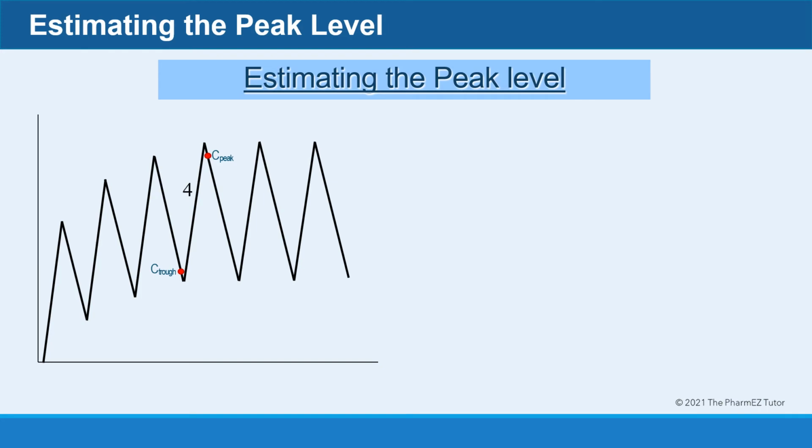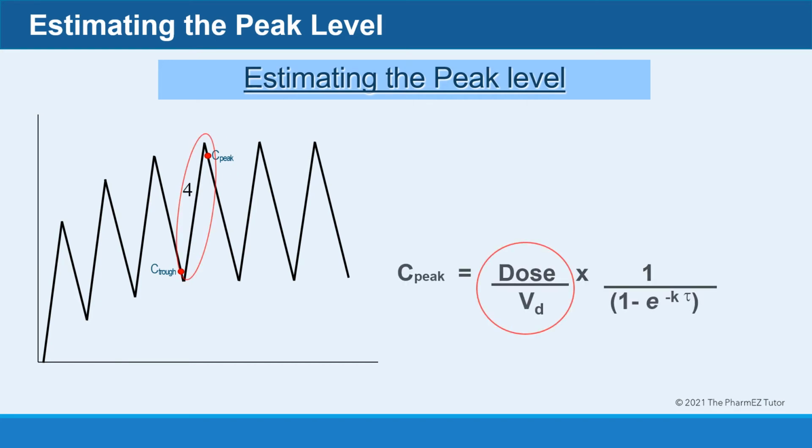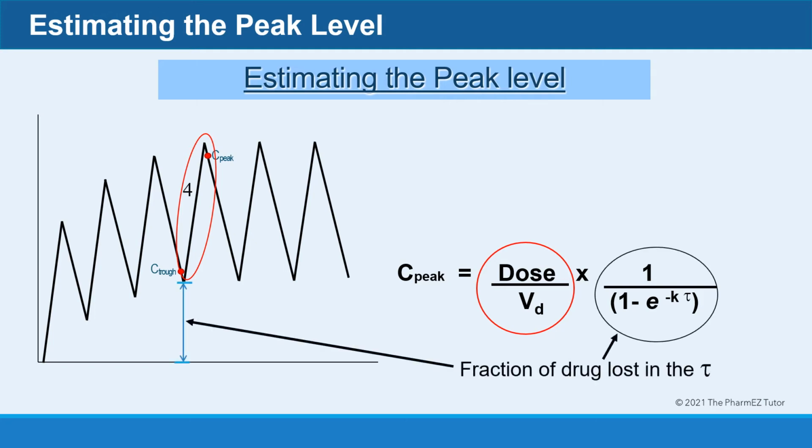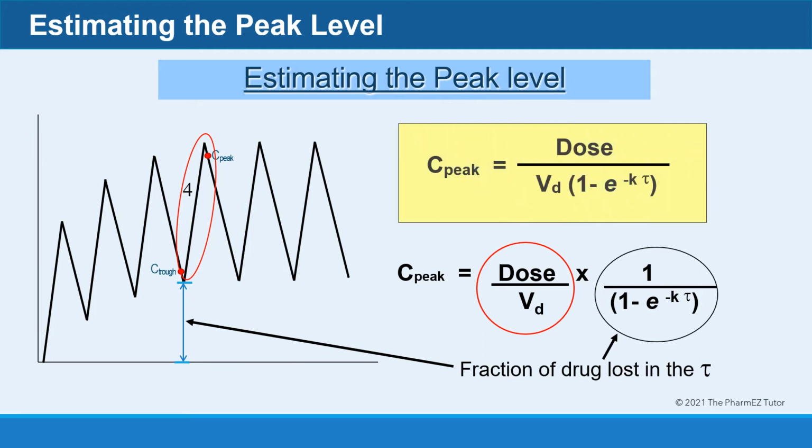When multiple doses are given and levels are at steady state, we can estimate the peak level. We must not only account for the dose given to achieve the peak level, but also must include the fraction lost in the dosing interval. This fraction is represented by 1 divided by 1 minus e to the minus k tau. When the two are combined, this then becomes the equation to solve for the peak level at steady state. C peak equals dose divided by Vd times 1 minus e to the minus k tau. This is a fundamental kinetic equation that you'll need to memorize.